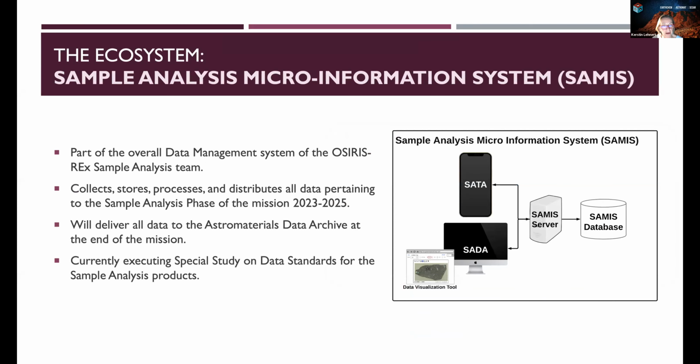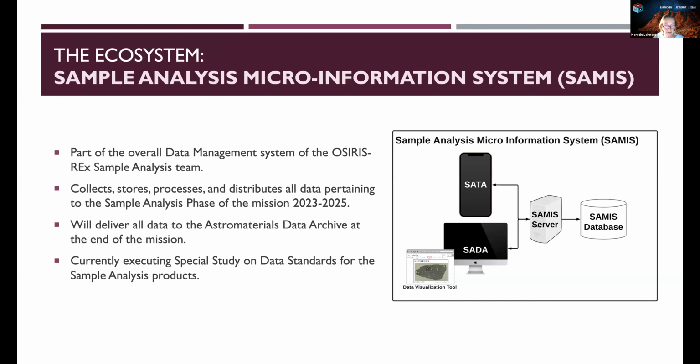And then as the newest player in the field, we have the Sample Analysis Microinformation System, SAMIS, which is part of the overall data management system of the OSIRIS-REx sample analysis team. This is built to collect, store, process, and distribute the data that are being acquired on samples from asteroid Bennu, pertaining to the sample analysis phase that lasts from 2023 to 2025. Those data will be accessible only to the participants of the mission during that time frame. SAMIS will deliver all data that they have to that astromaterials data archive that we are trying to define. And it will do so at the end of the mission in 2025.